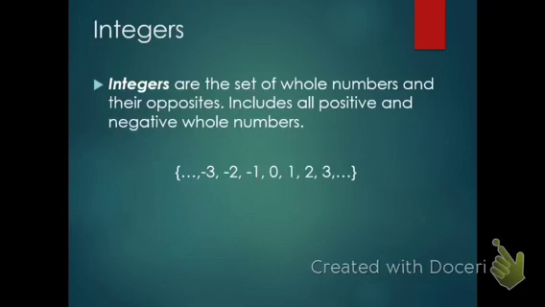Integers. Integers are the set of whole numbers and their opposites. It includes all positive and negative whole numbers. So once again, if you notice to the left and to the right, you see those 3 dots. So all possible negative numbers that are whole numbers, and all positive numbers that are whole numbers.